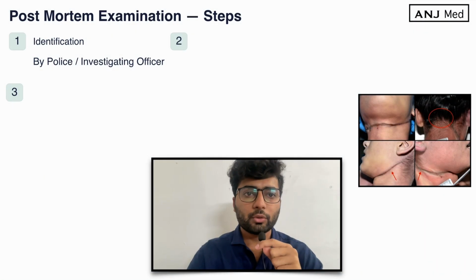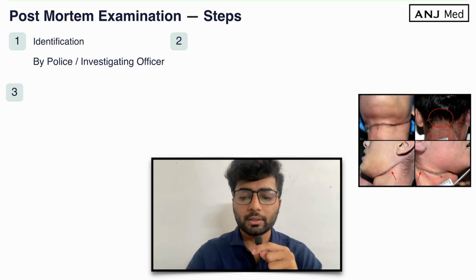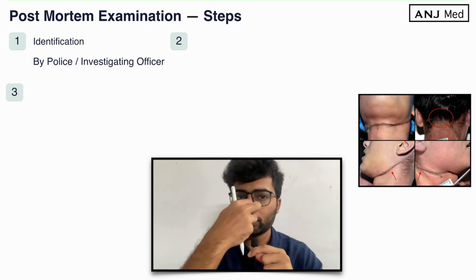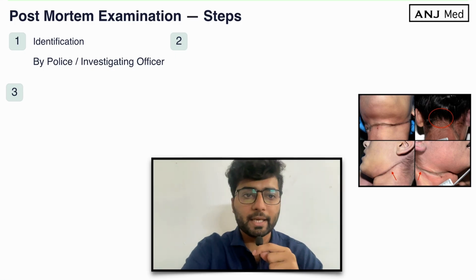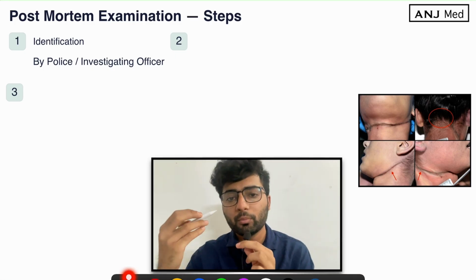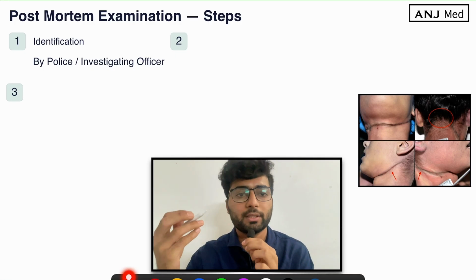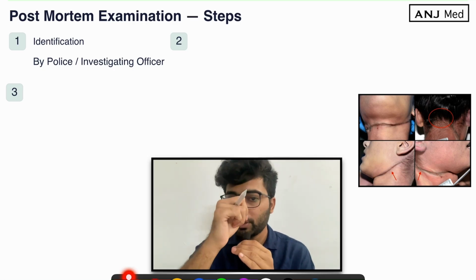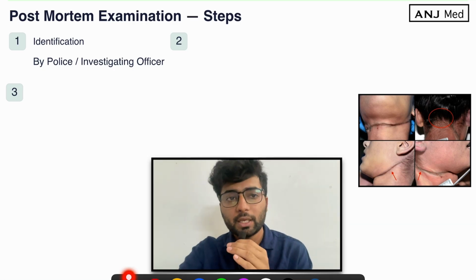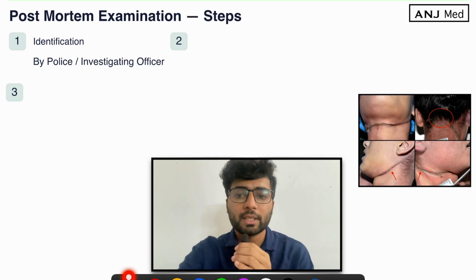Our topic of discussion today is post-mortem examination. What are the steps of post-mortem examination? First step is identification. Let's say if there is a bomb blast injury or any fire injuries, then the bodies are mutilated, so we need to identify what person that is. The first step, identification, is done by the police officer or the investigation officer.